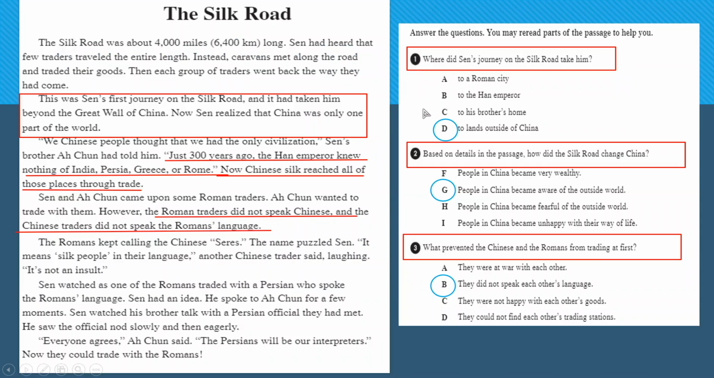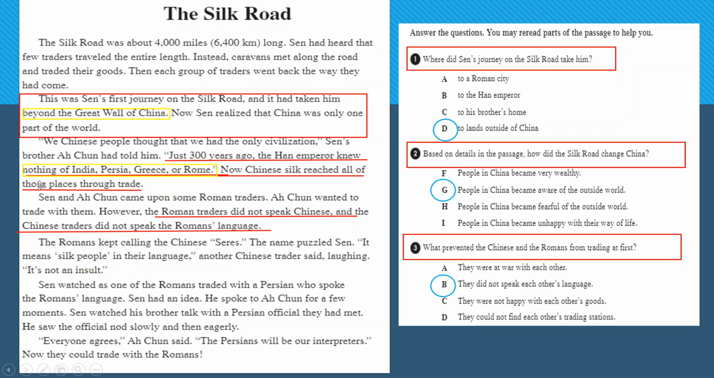As you can see, going back here, "beyond the Great Wall of China" is where rereading helps. If you did not understand this, it means that when you say beyond the Great Wall of China, it means the places outside of China, because the Great Wall of China is covering China. So that's why the answer is "to the lands outside of China."